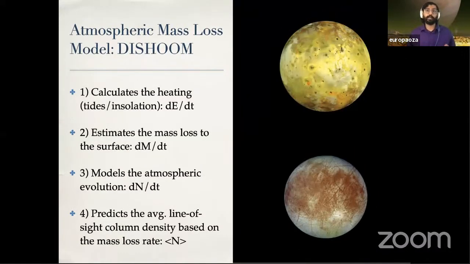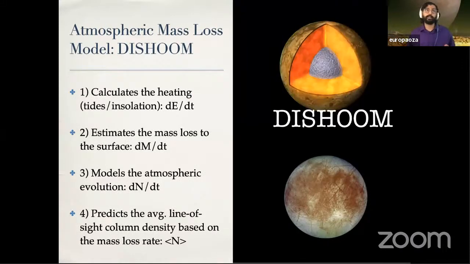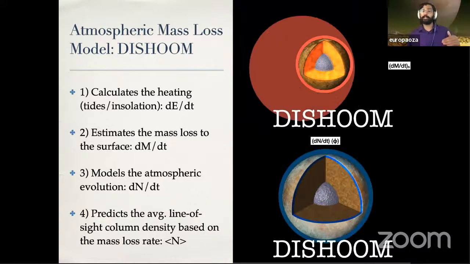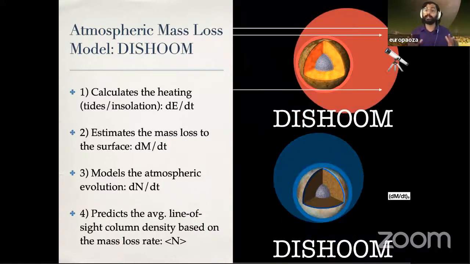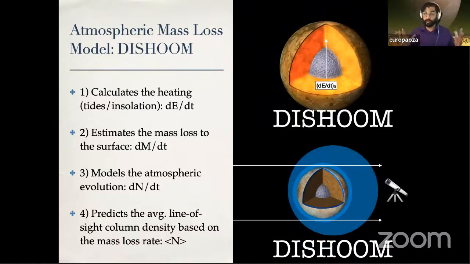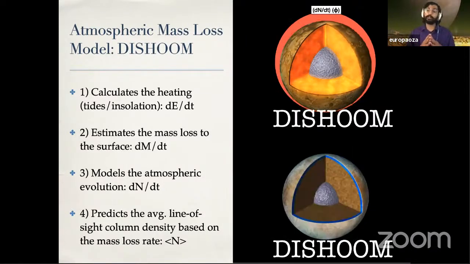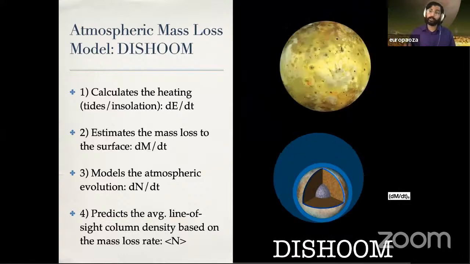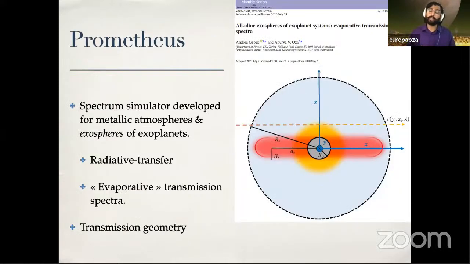And just to explicitly write that out, you can see dE/dt, dM/dt, dN/dt. So it's just a semi-analytic atmospheric evolution model, and that's the basis of the calculations and the predictions. Now this is fed into a radiative transfer model that my student Andrea Gebek developed and recently had accepted for publication a couple months ago.